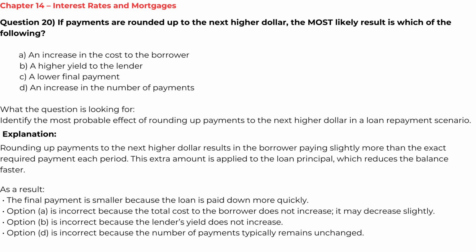Option A is incorrect because the total cost to the borrower does not increase, it may decrease slightly. Option B is incorrect because the lender's yield does not increase. Option D is incorrect because the number of payments typically remains unchanged.